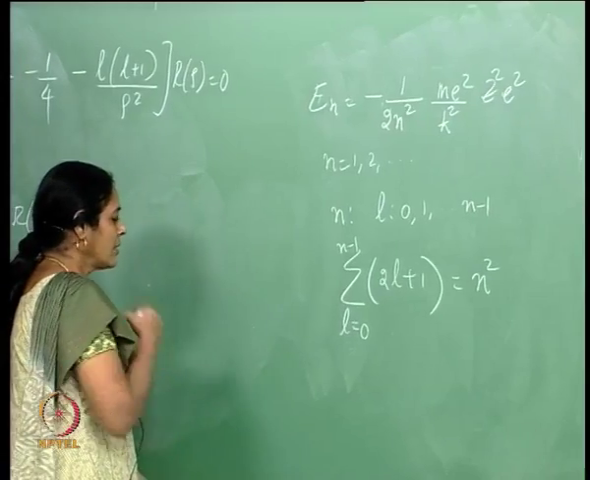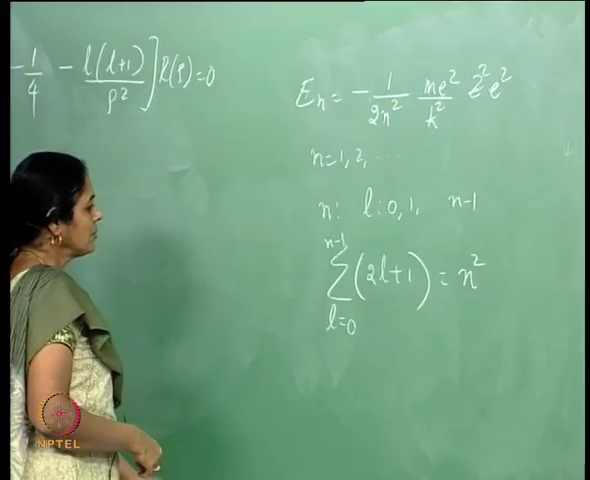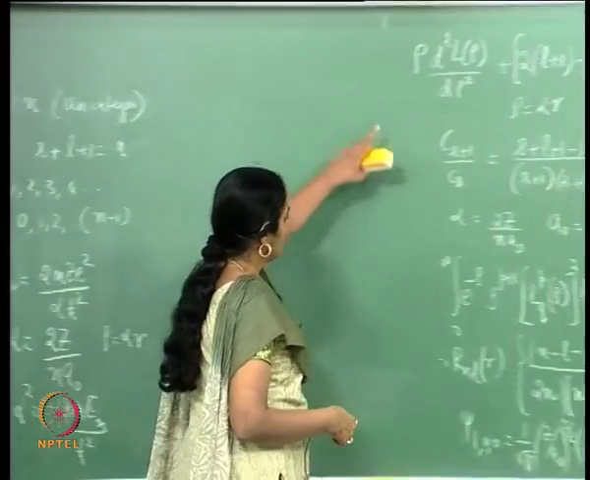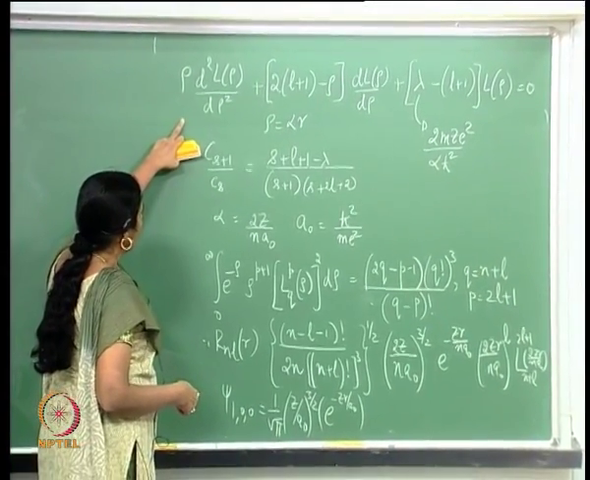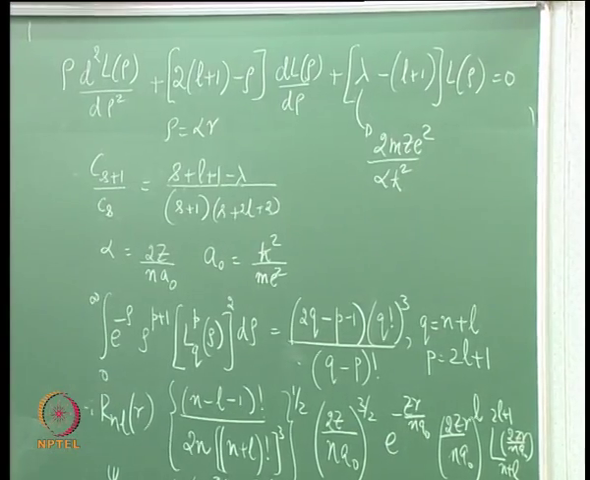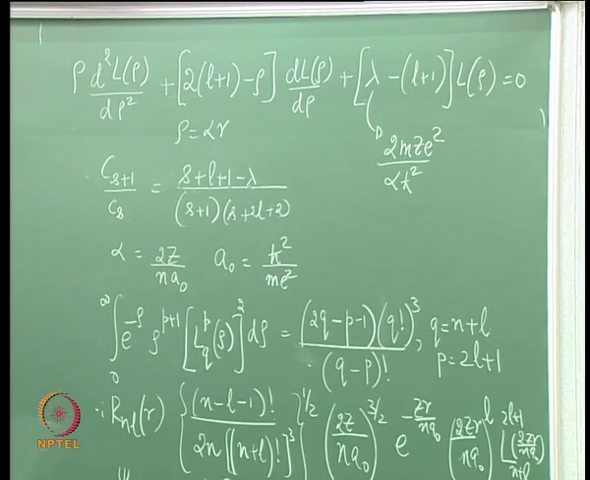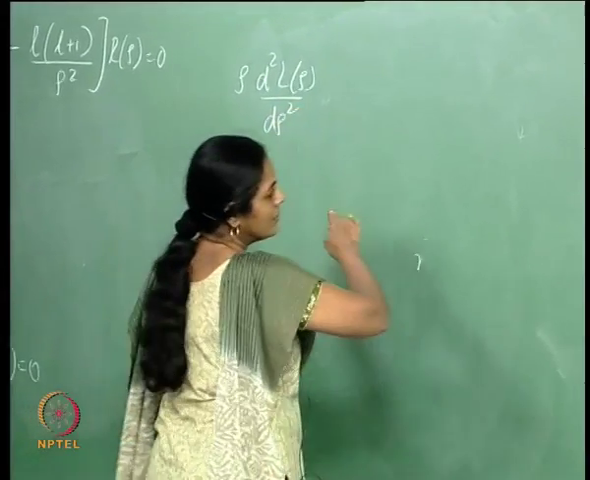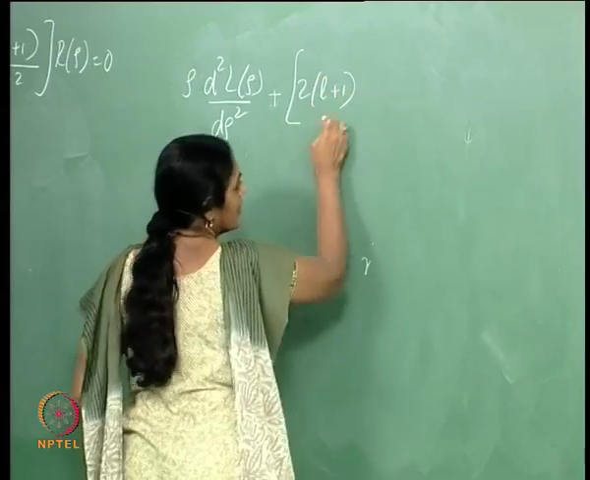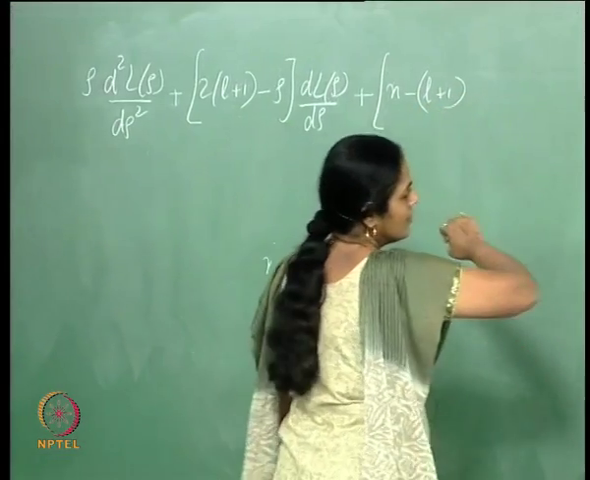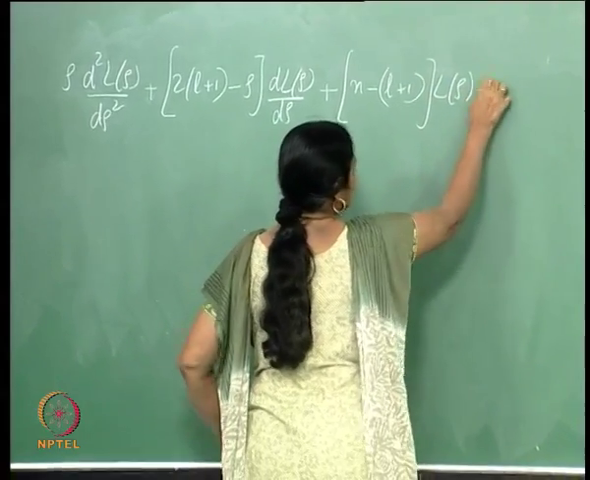What are the eigenfunctions like? So here are the eigenvalues and we need to look at the eigenfunctions. So let us go back to this equation, and here we will substitute lambda equals n. So what we get is the following. Rho d2L of rho by d rho squared plus twice L plus 1 minus rho dL of rho by d rho plus n minus L plus 1 times L of rho equals 0.